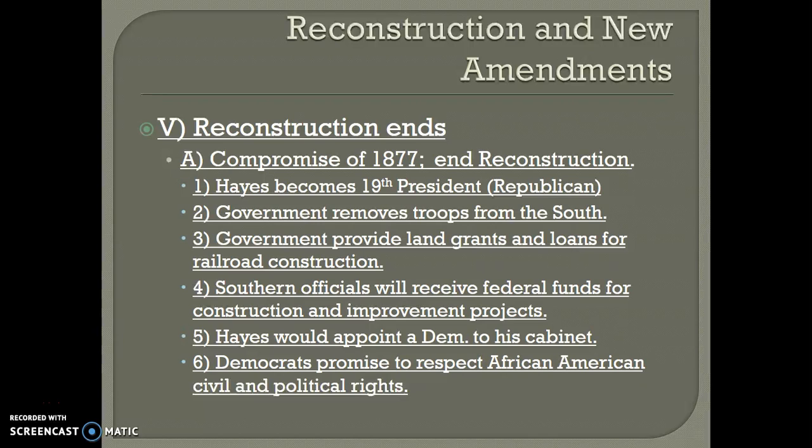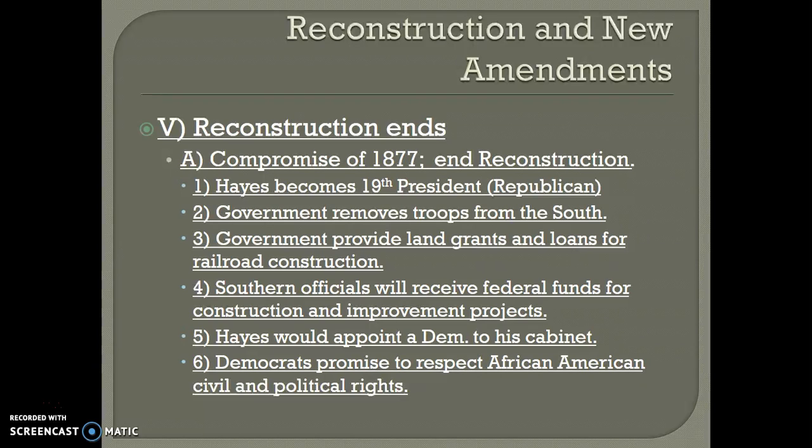The government will now give land, grants, and loans for these railroads to continue their construction across the United States, so it makes the wealthy class excited. Southern officials will also receive federal grants and funding for construction improvement projects. Prior, the national government chose what each state should do with the money. Now they're just giving bulk sums of money to the southern states, and then the states themselves get to choose what to do with that money. Some did quite well, like Texas, while others did not do very well, like Mississippi or Louisiana.